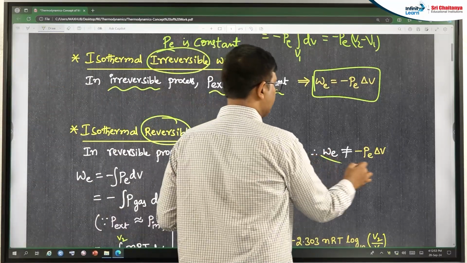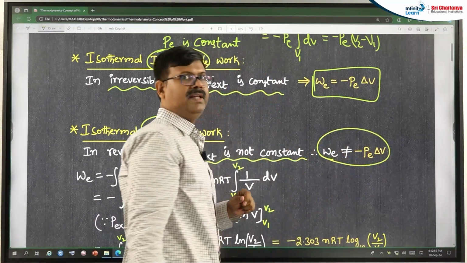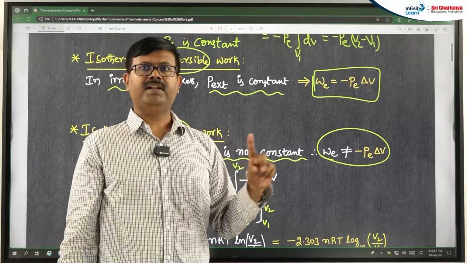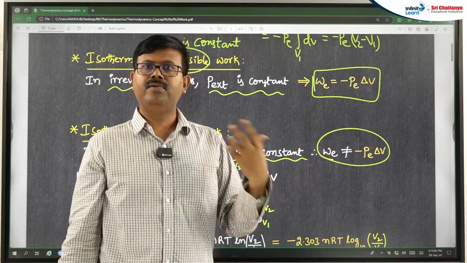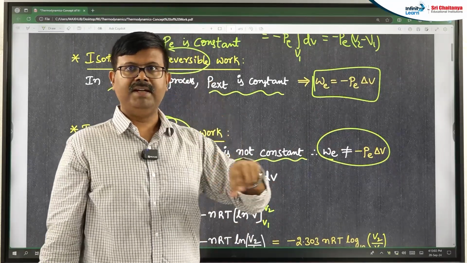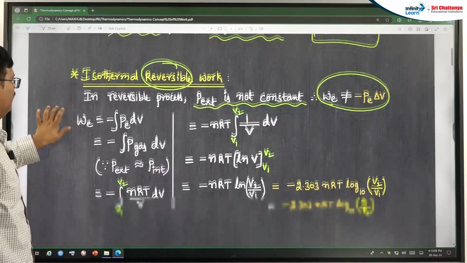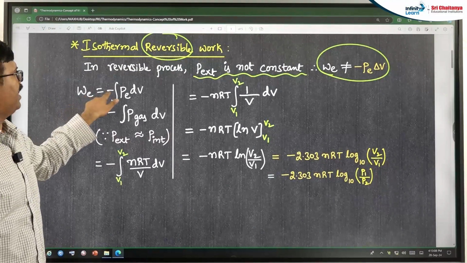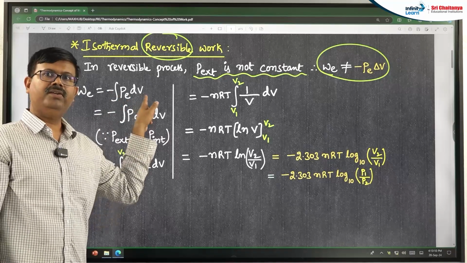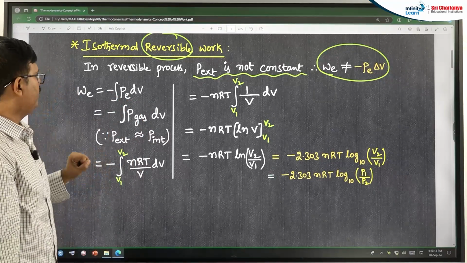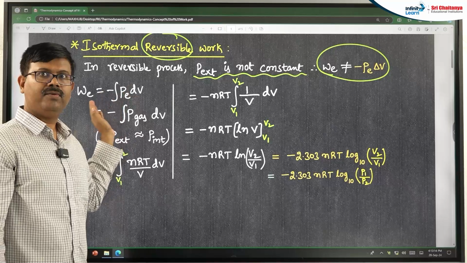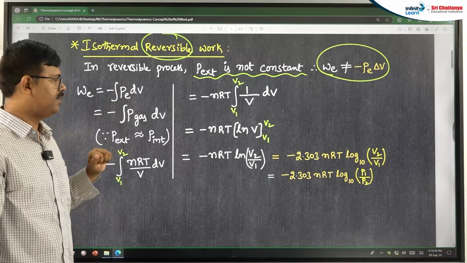Therefore, you cannot write work done as minus P external delta V. That's why it is not equal. Then how to calculate? We use the integral. So, what is that integral expression? Work done is equal to minus P external into dV. Now, P external is not constant, we cannot take it outside the integral, but how to solve this?